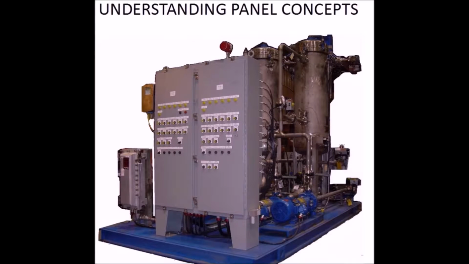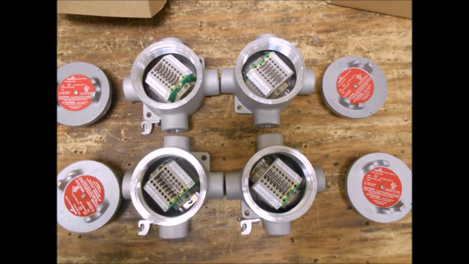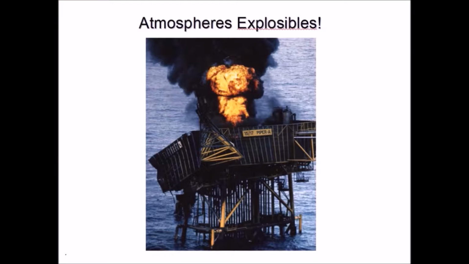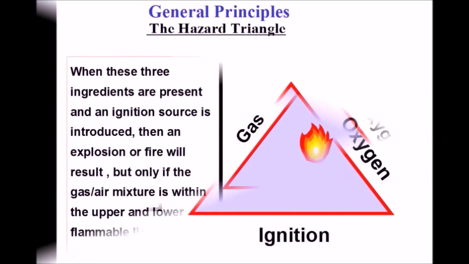There are all kinds of control panels in various locations. Engineers have engaged in the daunting task to prevent such explosions and fires. One of the principles developed is the hazard triangle. There are hazardous area general principles which form the creation of the hazard triangle.